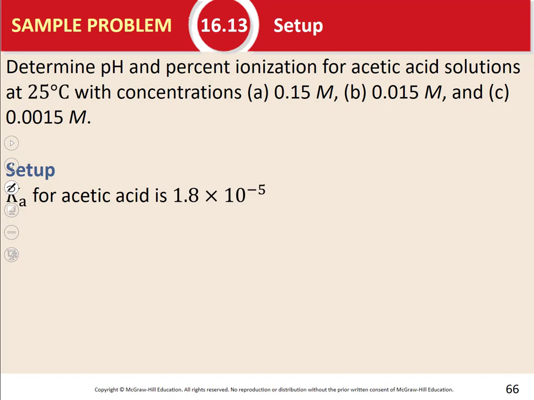So here's the question. Determine the pH and percent ionization for acetic acid solutions with the following concentrations: 0.15, 0.015, and 0.0015 molar. So this question is asking us to do the ICE table and find out what the pH is, but really also to find out what the percent ionization is, and how, as we decrease the concentration, our percent ionization is going to change, and see if at some point the concentration is so low that the percent ionization is so high that we end up with greater than 5% ionization, meaning we have to go back and do the quadratic. So in the interest of time, I'll just show you how this would be worked out.